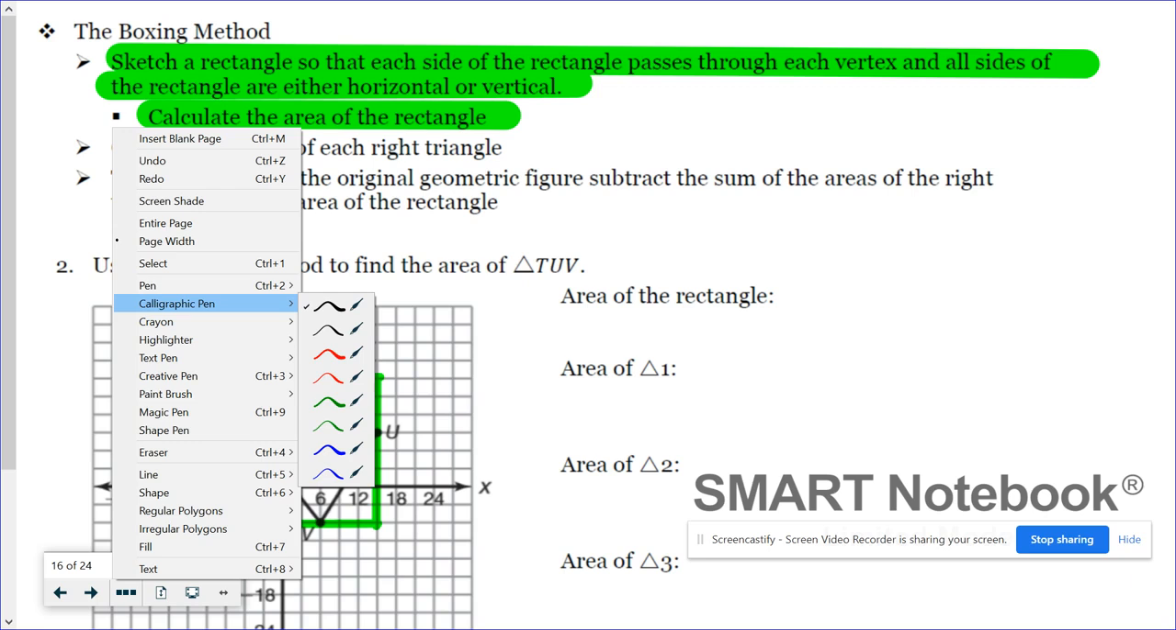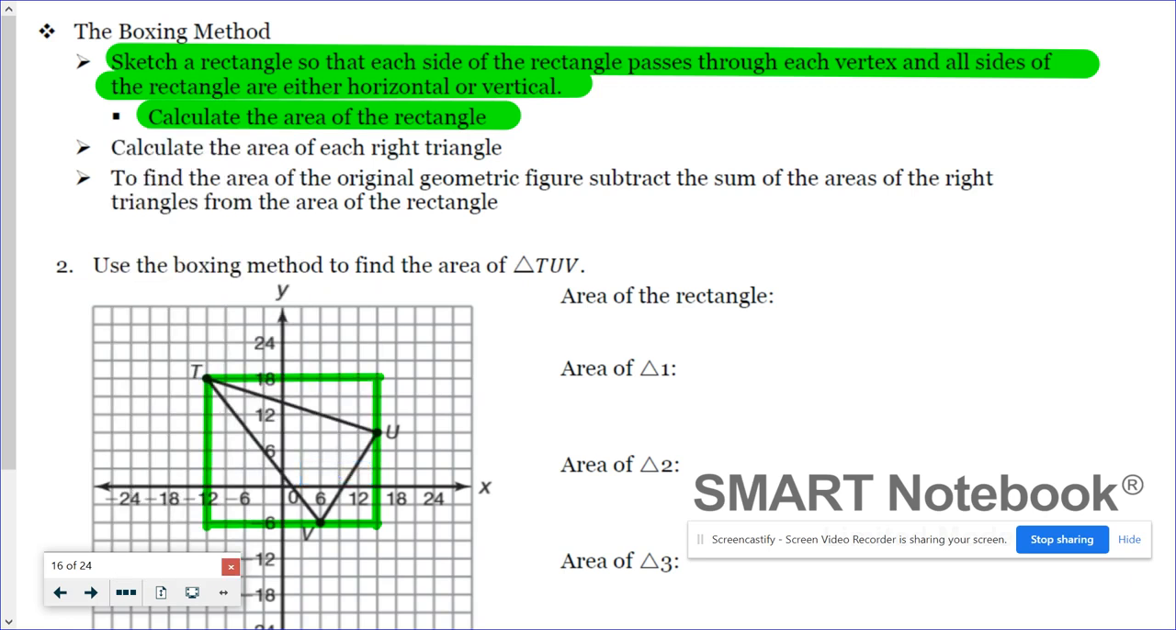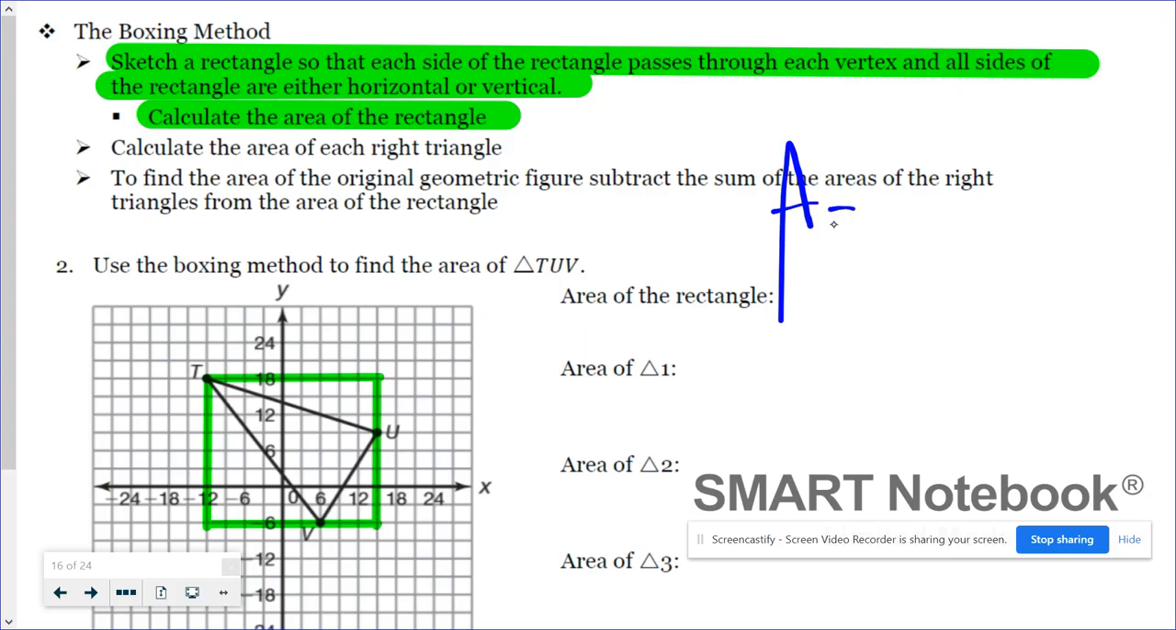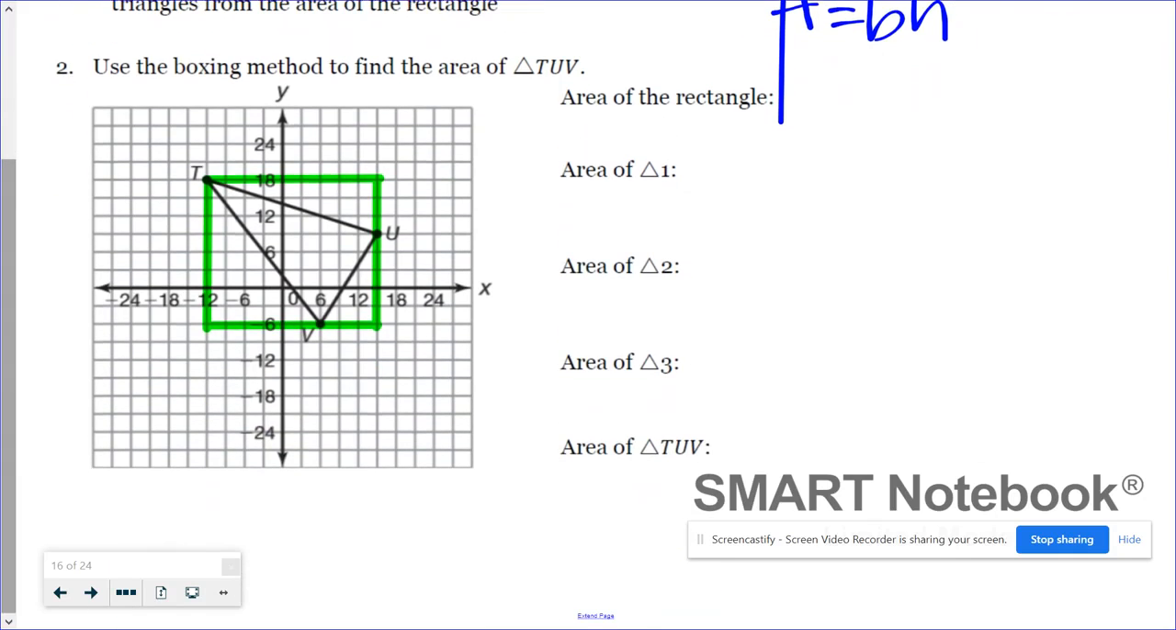And then I need to find the area of this rectangle. Now, whenever you're working on the coordinate plane, please look at the axes to see what the scale is. Like here, they're counting by threes. So the area of a rectangle is equal to base times height. Okay, so I need to figure out what is the base and height of my rectangle.